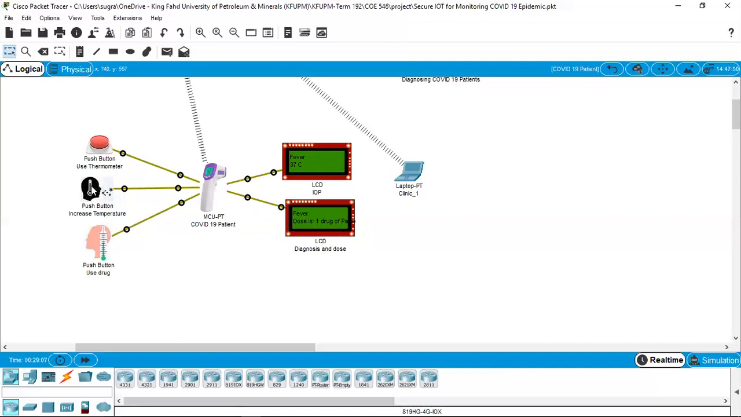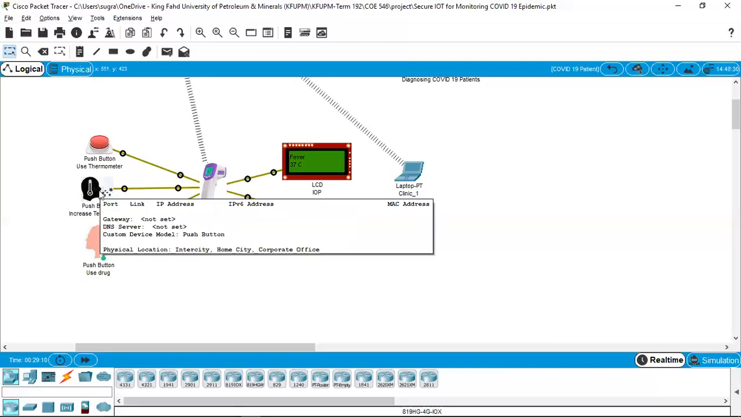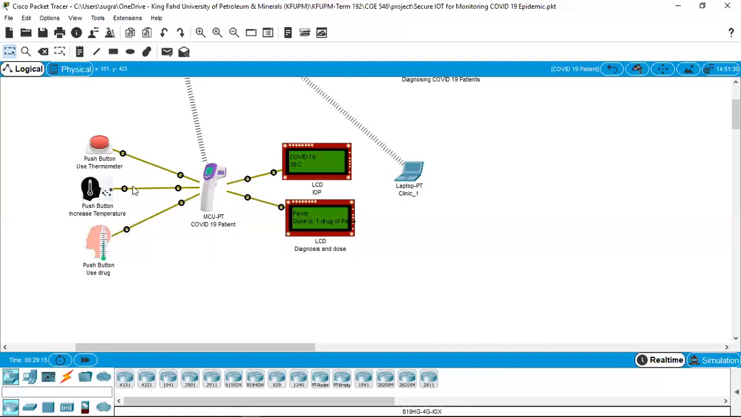So now let's also increase the temperature level to mimic the temperature level of COVID-19. Now the temperature is above 38 centigrade, which is supposed to be COVID-19. So now let's again do the diagnosis. And here also the healthcare center should process the data and give a result of COVID-19 and give the prescribed dose for the patient. So this is done in the clinic.